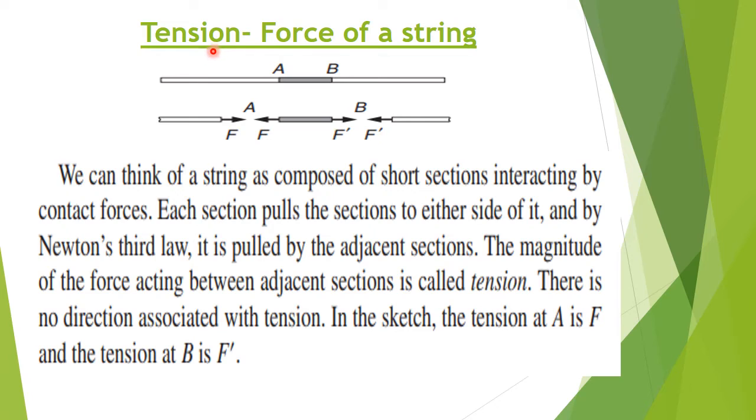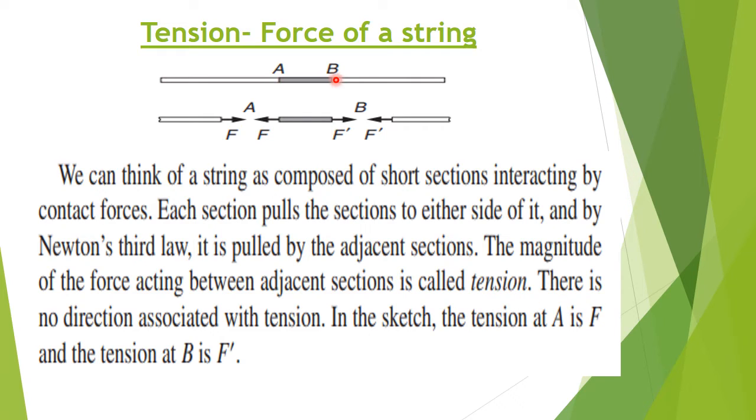So first we take up tension. It is the force of a string. Consider a string. We can think of a string as composed of short sections like AB interacting by contact forces. So we assume a string to be composed of small sections which are interacting with each other through contact forces. Each section pulls the section to either side of it, and by Newton's third law it is pulled by the adjacent sections. The magnitude of the force acting between adjacent sections is called tension.